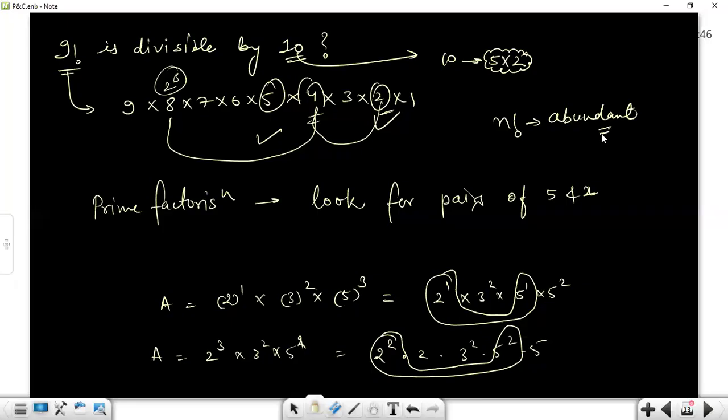Am I correct? Abundant means enough, right? Please help me with the vocab, yaar. Existing in very large quantities, more than enough.